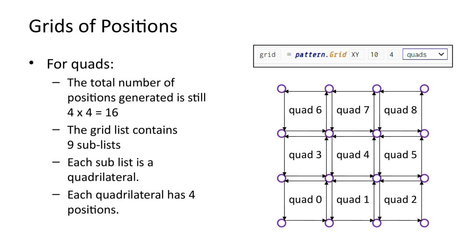The last method for the pattern.Grid function is quads. This method generates a list of lists, where each sub-list represents a quadrilateral. In this case, the same positions will appear multiple times in different lists. For example, one of the positions in the middle of the grid will appear in 4 different sub-lists. This is because the position is part of 4 quadrilaterals.